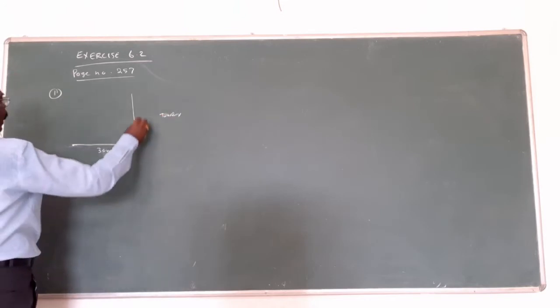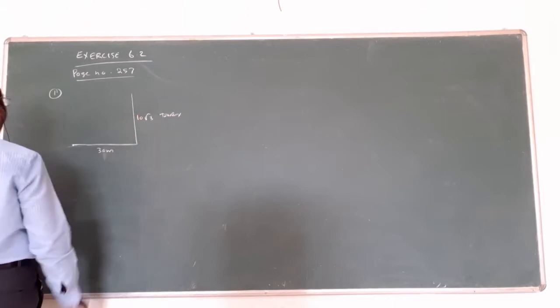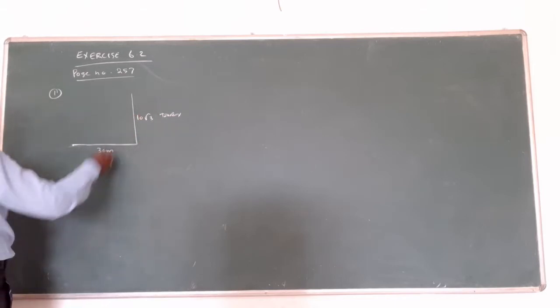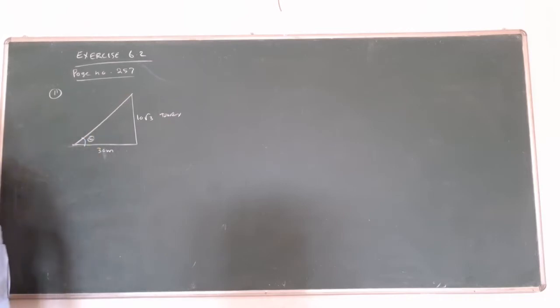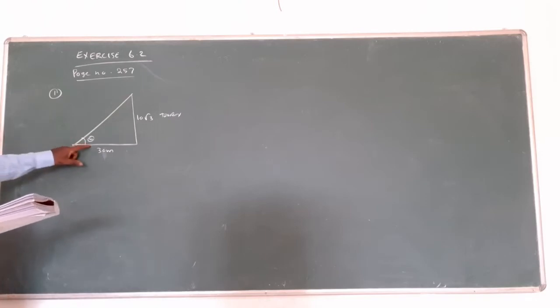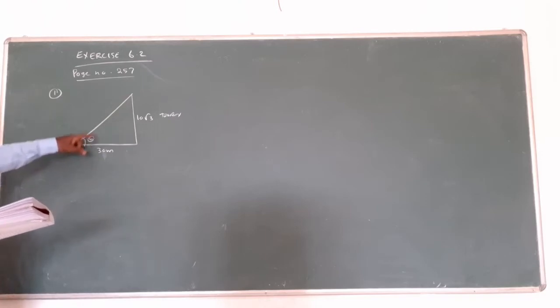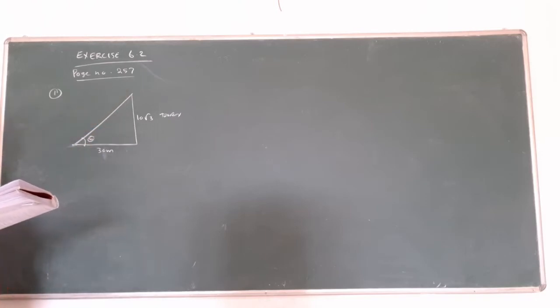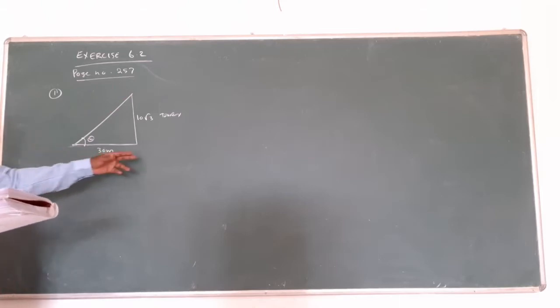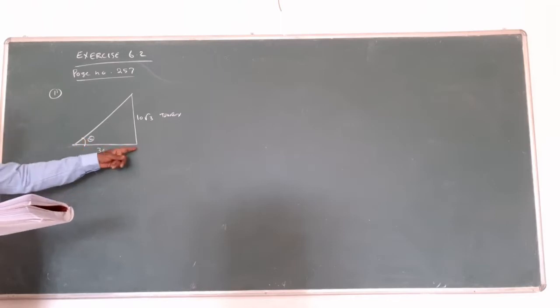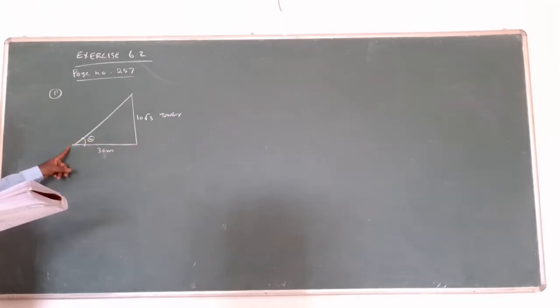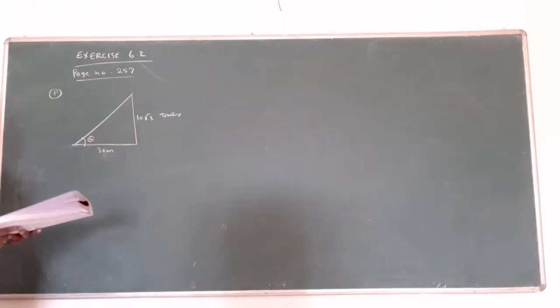The height is already given, 10√3. Then what is asked here? The angle theta is asked. That's all. From the question, read the question: find the angle of elevation of the top of the tower from a point on the ground which is 30 meters away from the foot of the tower, and the height is 10√3.